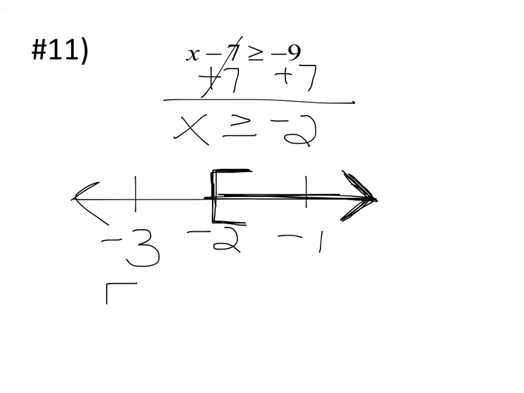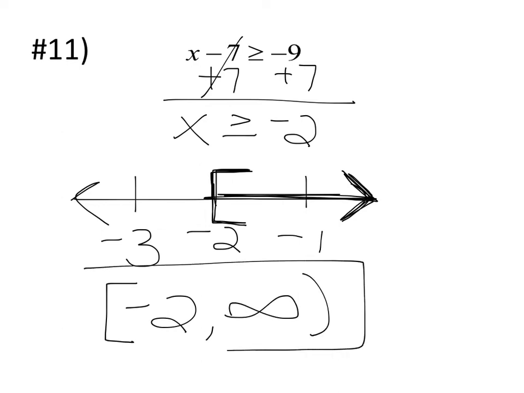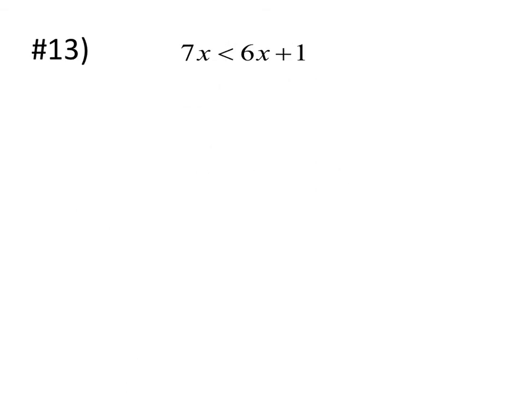Okay, read it straight from the graph. Bracket, because there's a bracket on the graph, -2 to infinity. Always put a parenthesis on your infinity. So your interval notation is -2 to infinity.